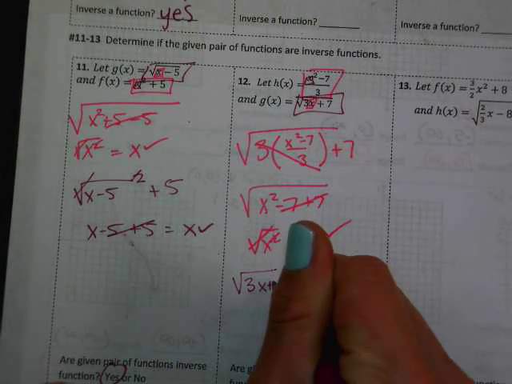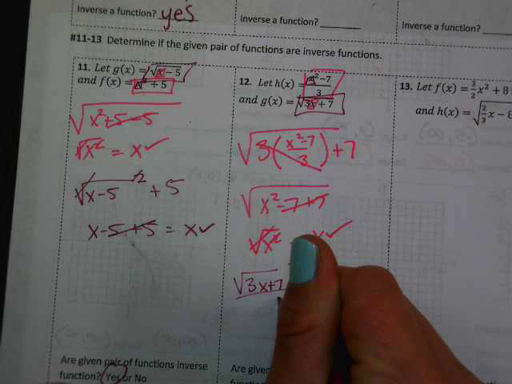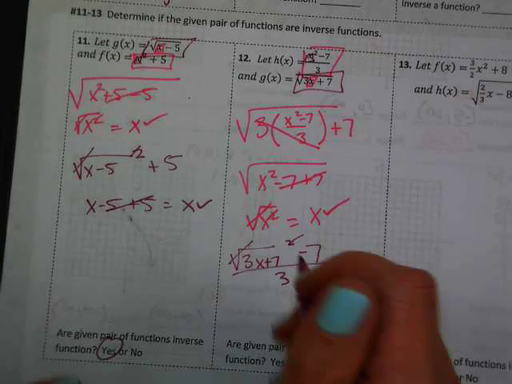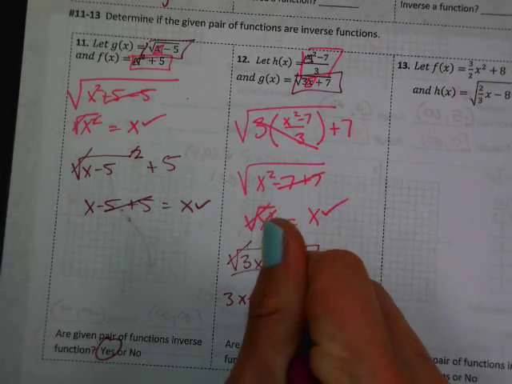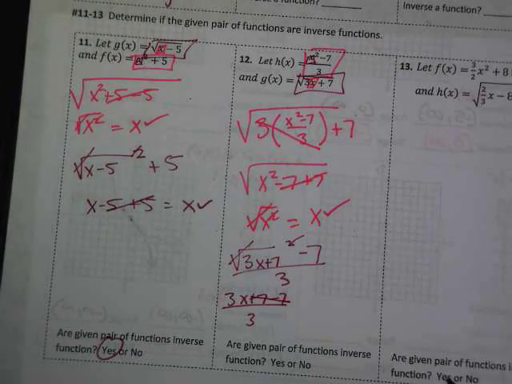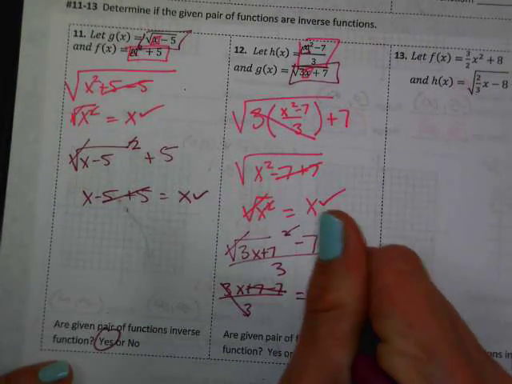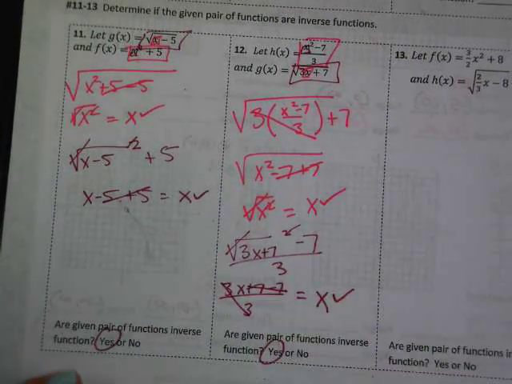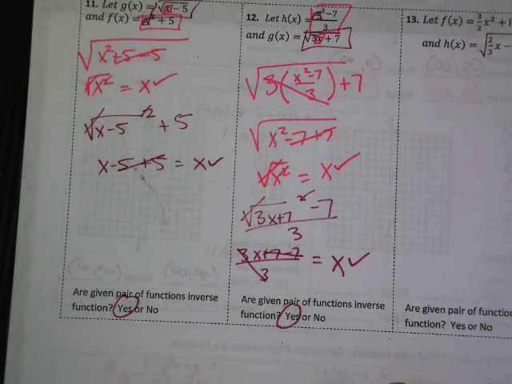Square root 3x plus 7 squared minus 7 over 3. Squared and the square cancel. 3x plus 7 minus 7 over 3. The 7's cancel. The 3's will cancel. You're left with x. So, yes, that one is also a function.